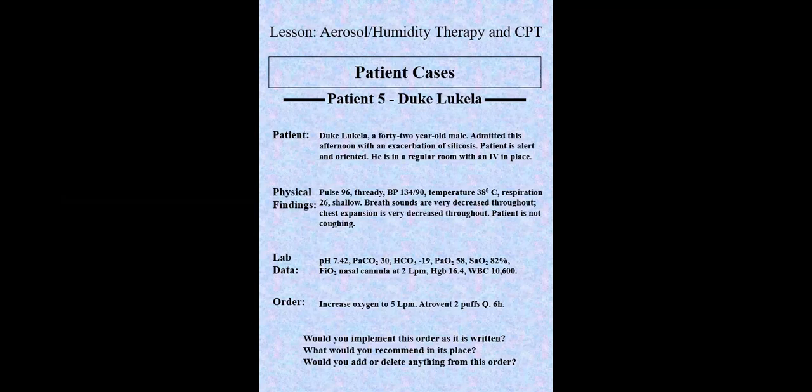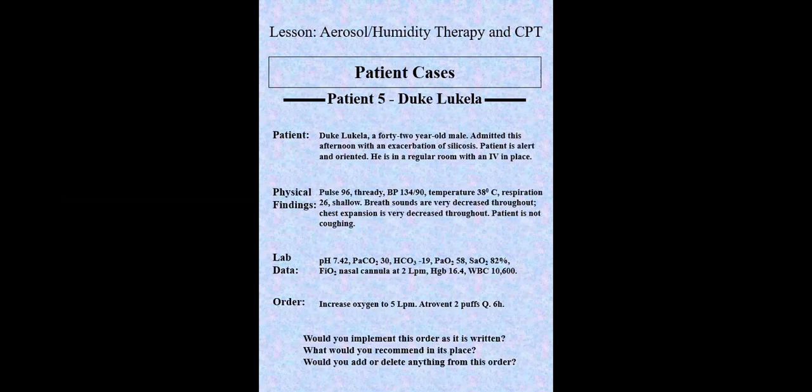Okay? Let's see here. pH is 7.42. CO2 of 30. Bicarb 19. And a PaO2 of 58, sitting at 82%. He's on 2 liters already, okay? Hemoglobin 16.4, white blood count 10,600. So it's not really elevated much to sneeze at.